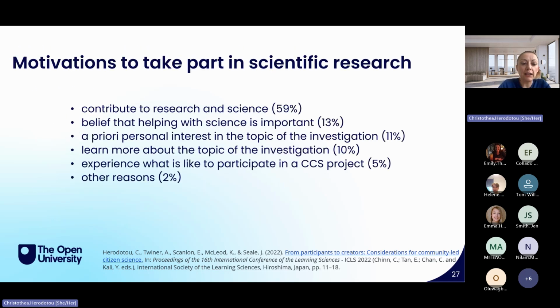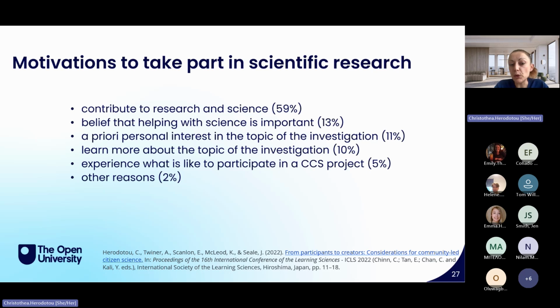So what we have found is that there are diverse motivations for people to take part in studies on nQuire. The main one is to contribute to research and science. Then there is this belief to help with science and that this is important. Some of them had interest in the topic of the study they took part in.